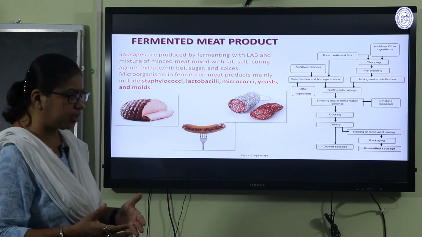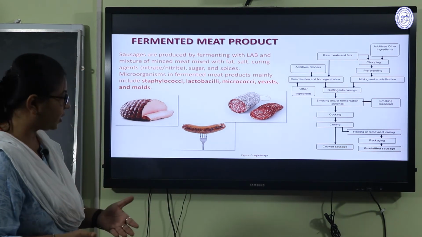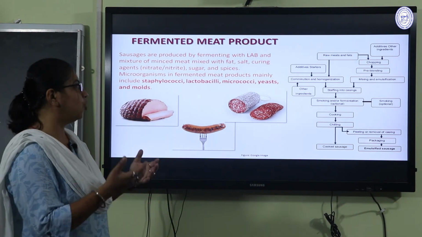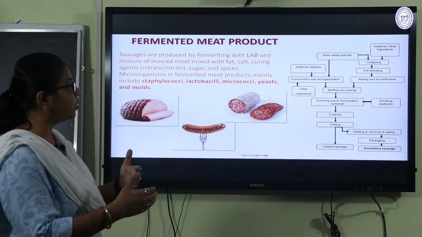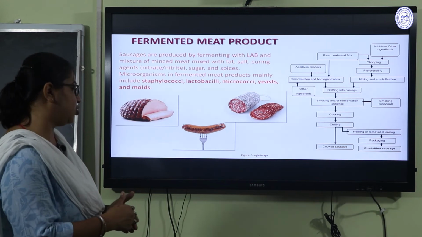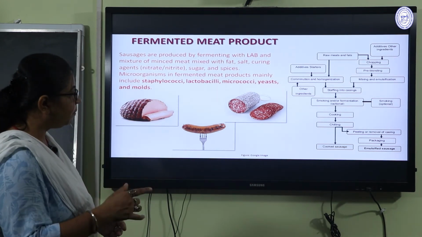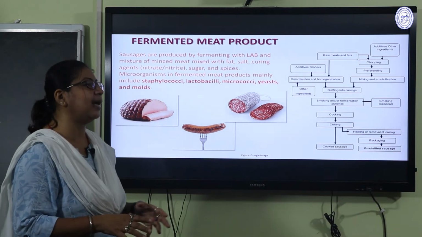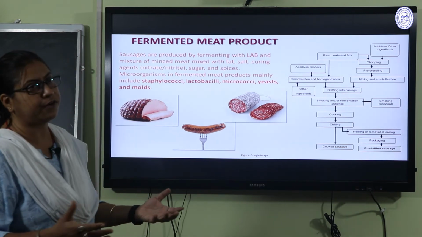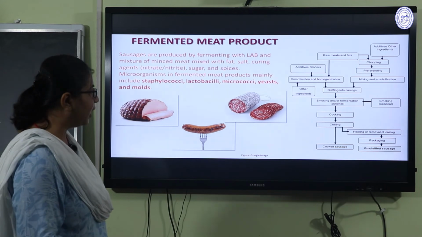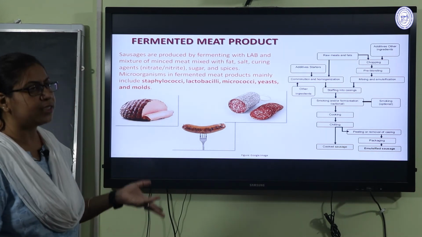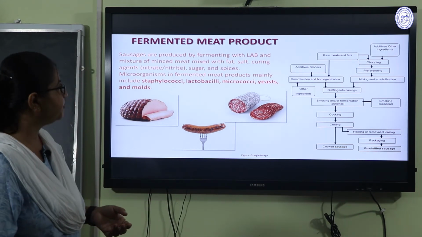Smoking is also optional. One can do it or can also skip it. So fermentation is followed by cooking and chilling. The cooked sausage after chilling is followed by peeling or removal of the casing, and is ready for packaging, and the emulsified sausage is ready for marketing. So this is what a fermented meat product is.